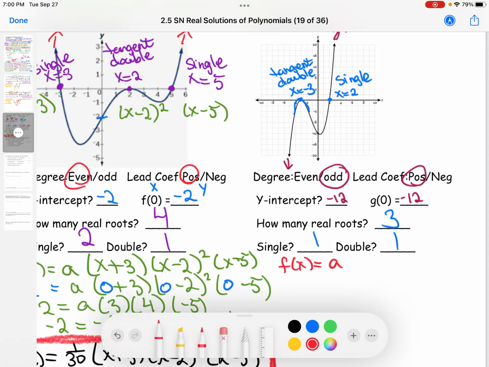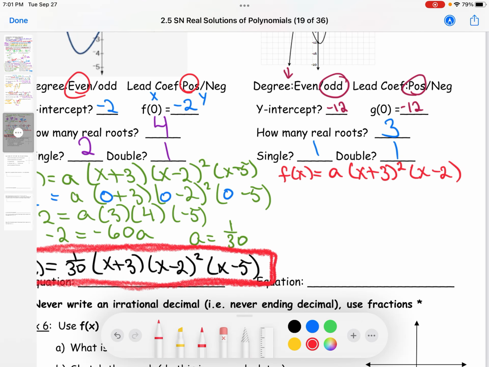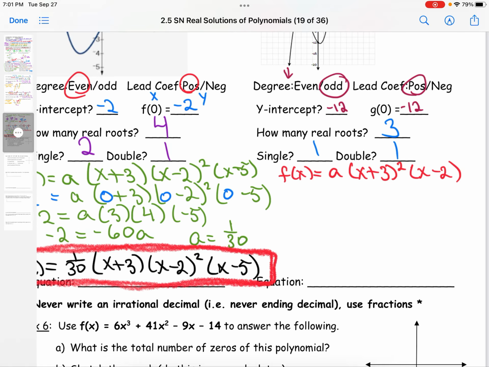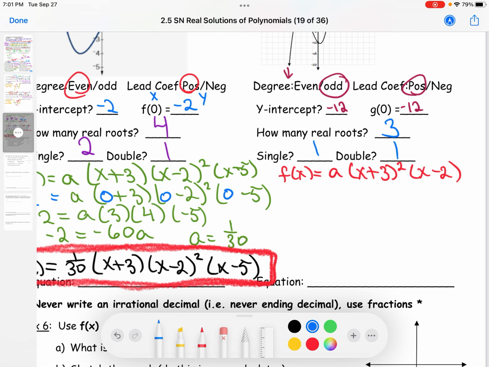And again, we want to find the a value, that leading coefficient. So we start with f of x equals that a value. That root at x equals negative 3. x plus 3 is the factor. And since it's a double root, it's squared. x equals 2 is a single root. So that factor is x minus 2. To find the a value, we use that y-intercept. So we will plug in 0 for x, and we'll get negative 12 for that y value.